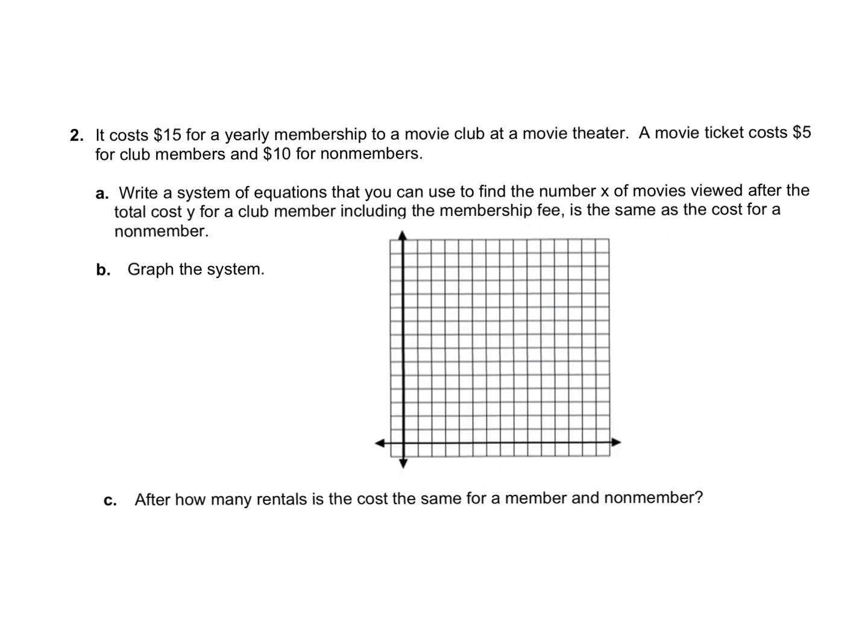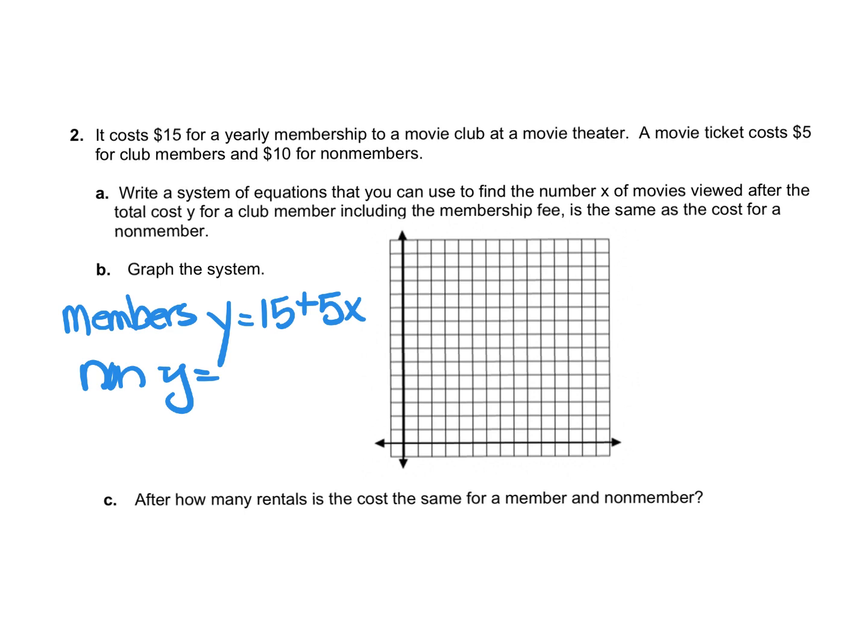All right, so it costs $15 for a yearly membership to a movie club at a movie theater. A movie ticket costs $5 for club members and $10 for non-members. So for our members, they're going to pay that $15 membership fee, but then they're going to spend $5 for every movie. Where the non-members, they're not going to pay a membership fee, but they're just going to pay $10 every time they are renting a movie.